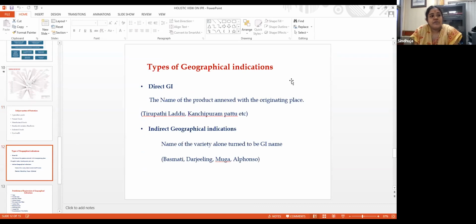Then, as I said, there are different types of geographical indications also. Some are direct GIs and some are indirect GIs, which may not have the name. Only the variety is given as a geographical name. You can see the first two wherein the names of the particular place are attached to that product. So with that you know that it is a sure product from that place, where the quality is assured.